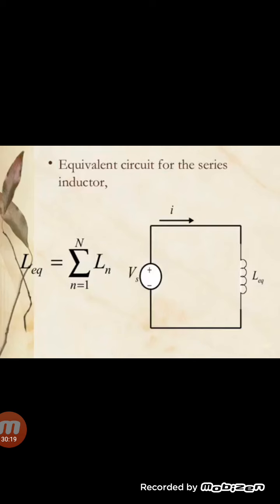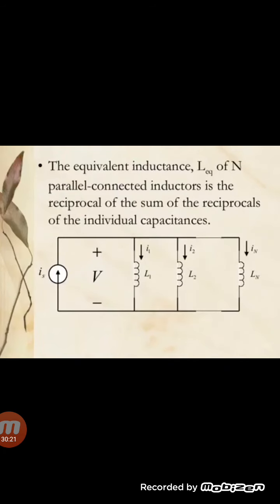And the equivalent inductance, if we put all these inductors in parallel, is the reciprocal of the sum of the reciprocals of the individual inductances. So that is L1, L2, L3. This is for parallel.